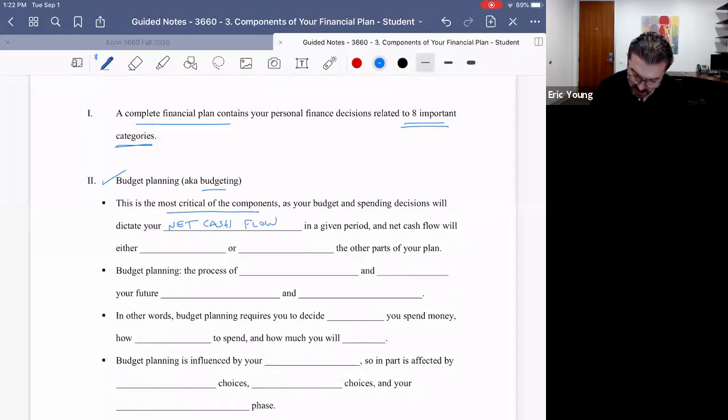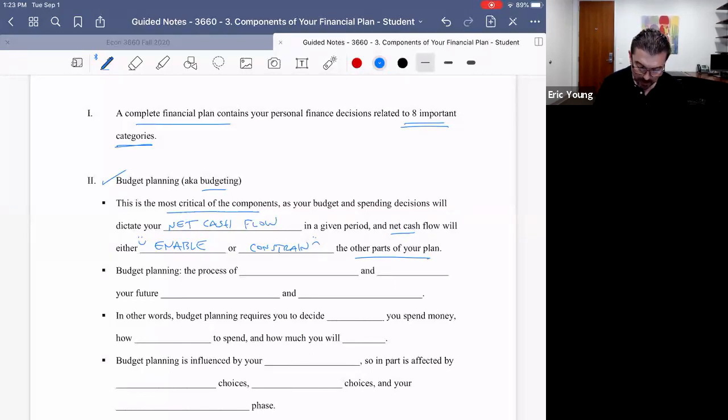And your net cash flow in turn will either enable, if you did it well, or constrain, if you didn't, all the other parts of your plan. Cash is king, and it's your budget planning component, AKA writing and sticking to a budget, that enables you to generate the net cash positive that you need. This is the most critical step.